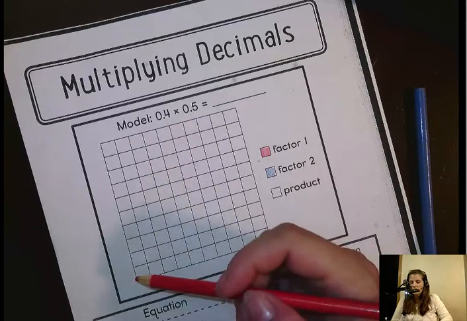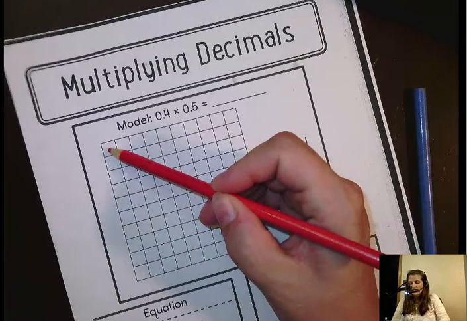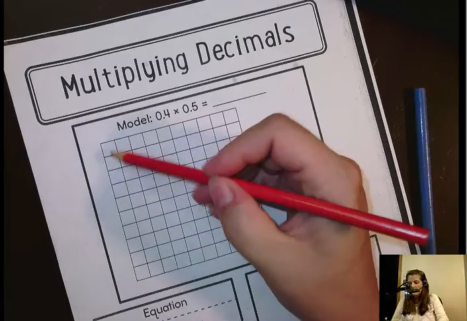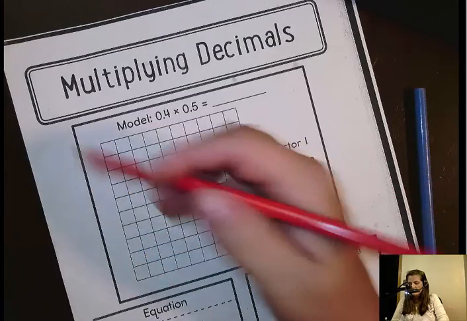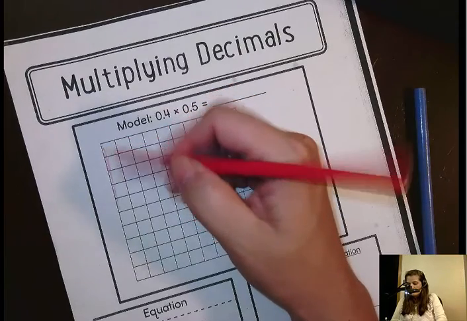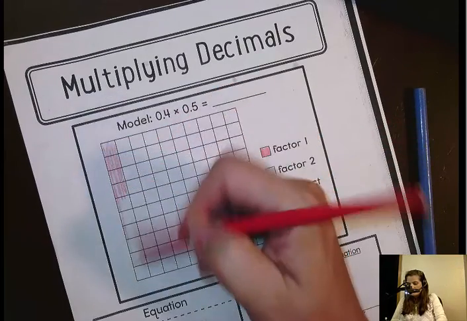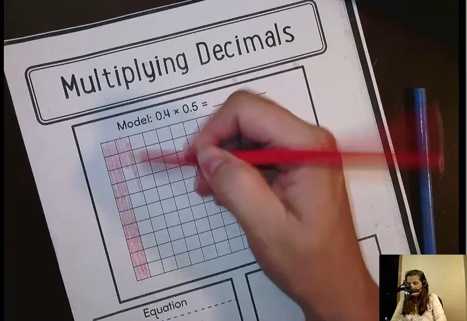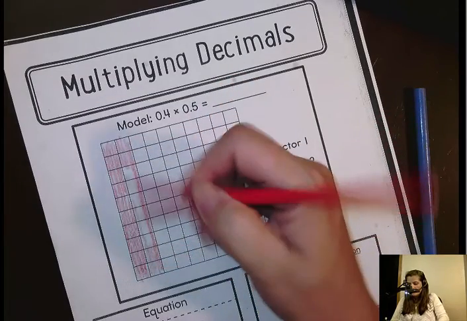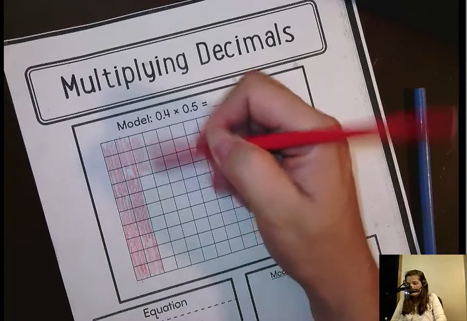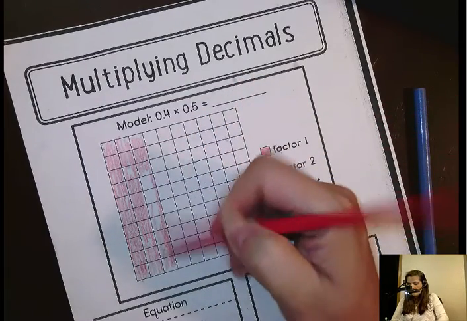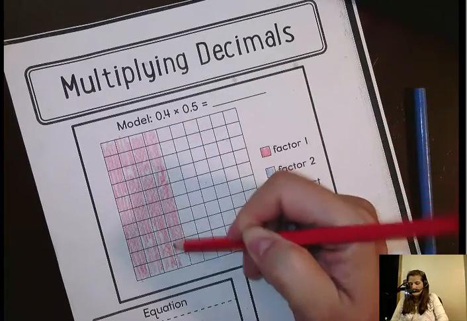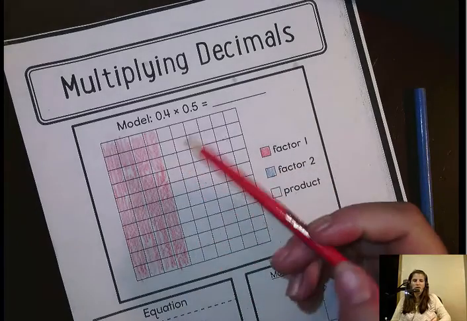So I'm going to shade 4/10 going down, and if you count, there are 1, 2, 3, 4, 5, 6, 7, 8, 9, 10. So each one of these long columns here is actually 1/10. So I'm going to shade in 4 of these long columns. Okay, there's 1/10, 2/10, 3/10, and 4/10. Okay, so we have 4/10 modeled now.